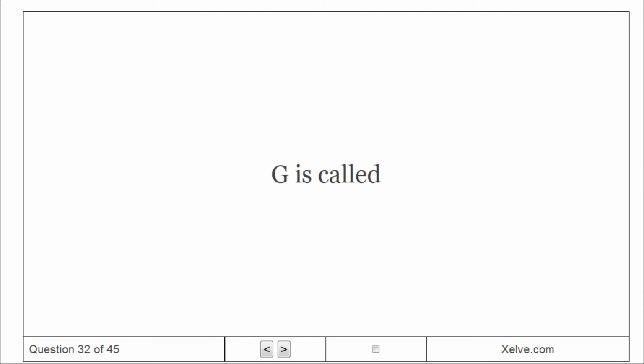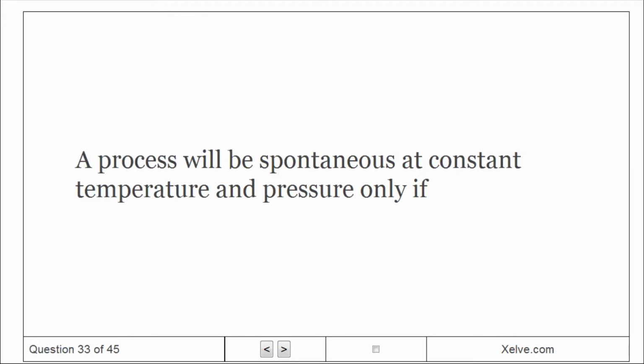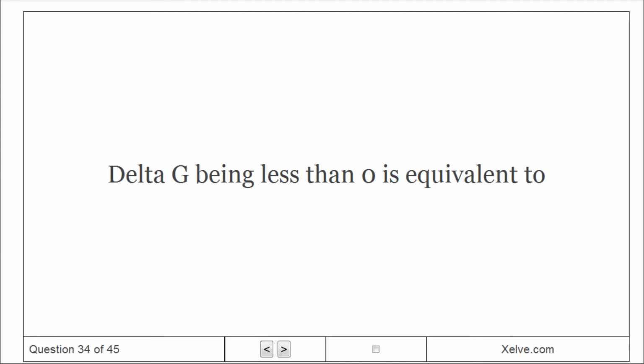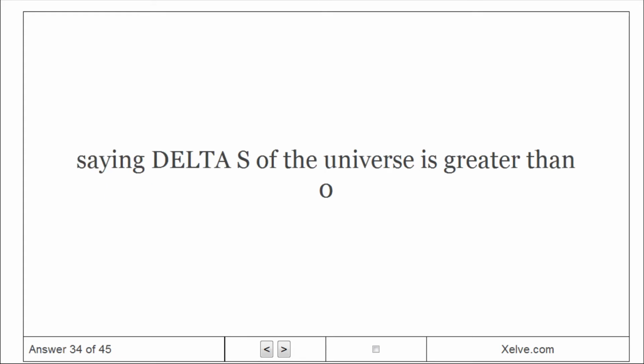G is called the Gibbs free energy. A process will be spontaneous at constant temperature and pressure only if delta G is less than zero. Delta G being less than zero is equivalent to saying delta S of the universe is greater than zero.